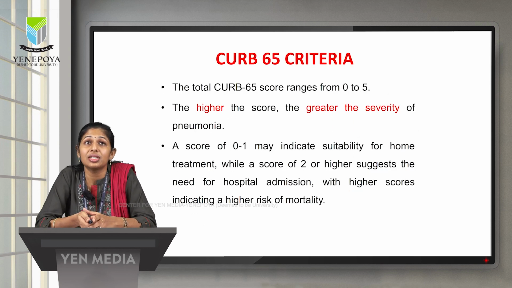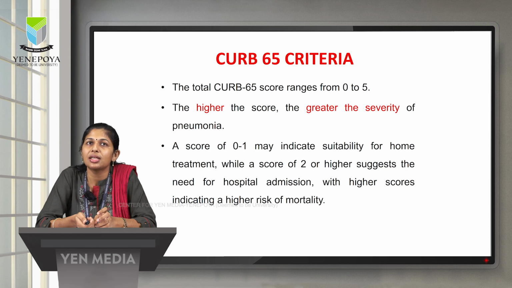Now we are going to discuss the CURB-65 criteria. What do we mean by CURB-65 criteria? In this criteria, mainly 5 parameters are there. First one is C. C stands for confusion, U stands for blood urea nitrogen, R stands for respiratory rate, and B stands for blood pressure of the patient. And one more parameter is there, that is 65, the age of the patient. If the patient's age is 65 or more, we give 1 score to the patient.